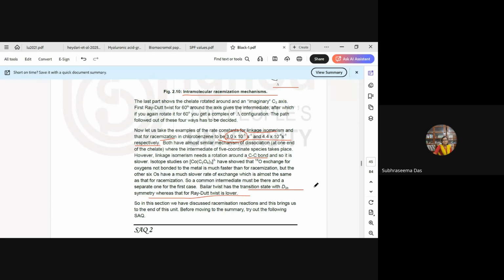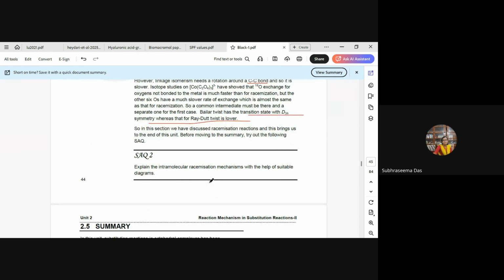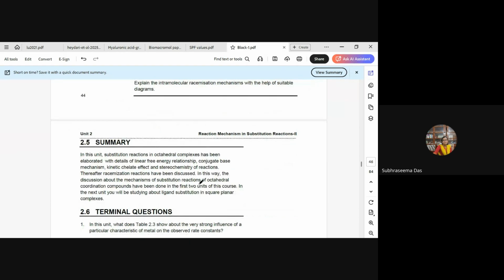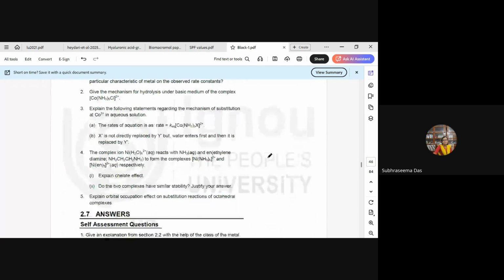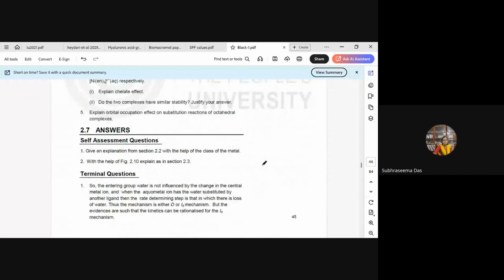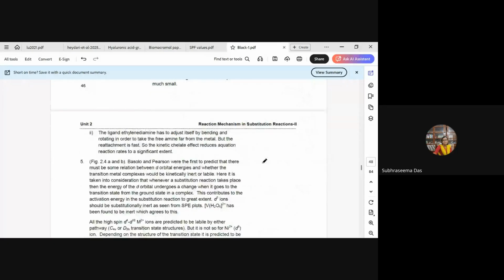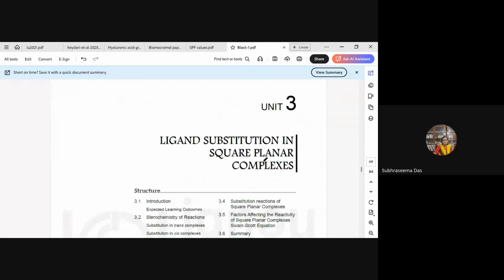So in this section, it is mostly about racemization. With this, the second part on reaction mechanism in substitution reactions is over. These are some of the terminal questions. You can go through the terminal questions.